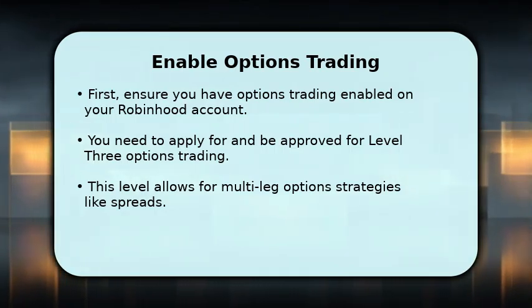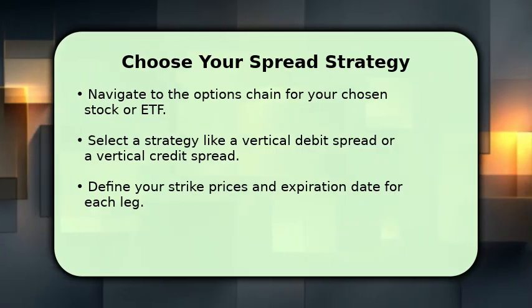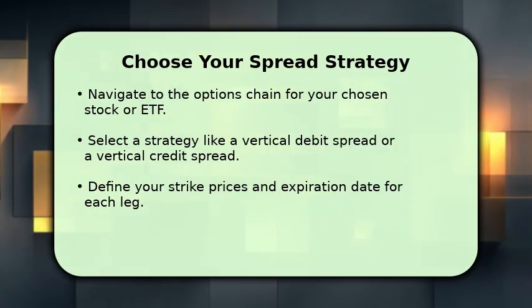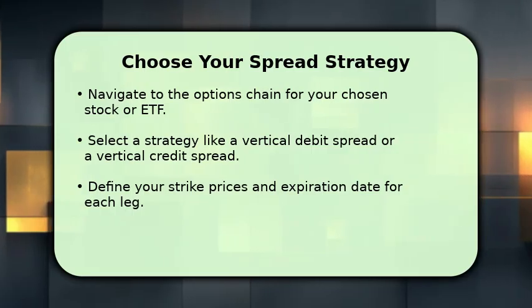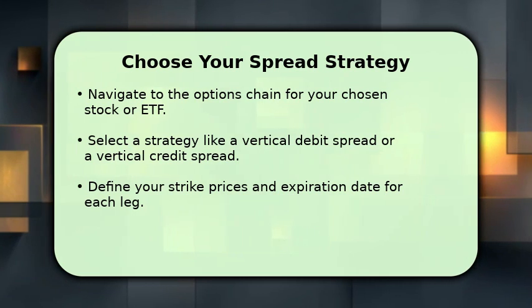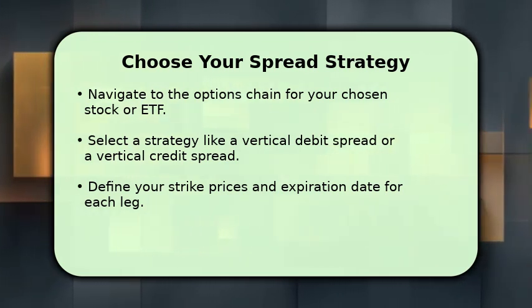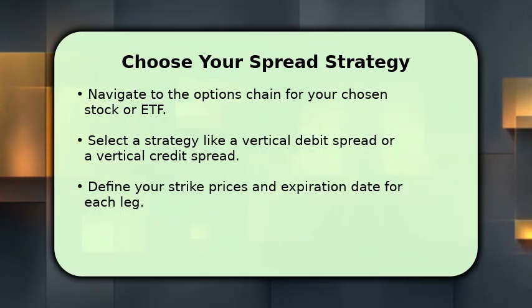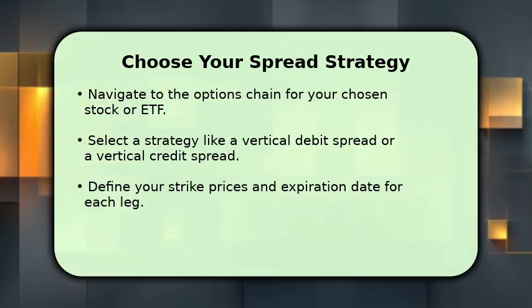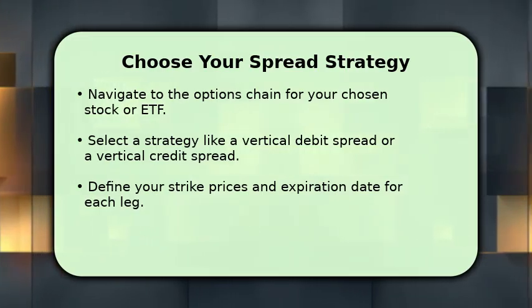spreads we are discussing. Once options trading is enabled, navigate to the options chain for the stock or ETF you wish to trade. Here, you can select your desired spread strategy. For example, you might choose a vertical debit spread if you are bullish or a vertical credit spread if you are bearish. Carefully define the specific strike prices and the expiration date for each individual leg of your spread.